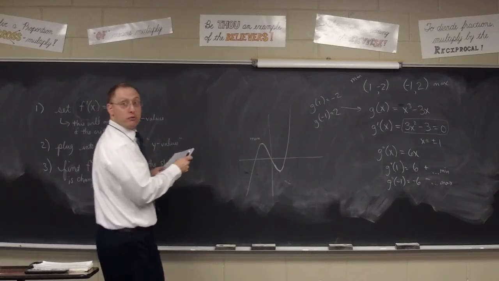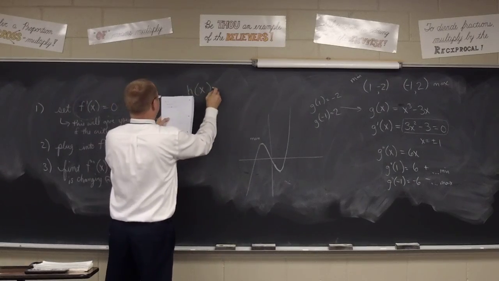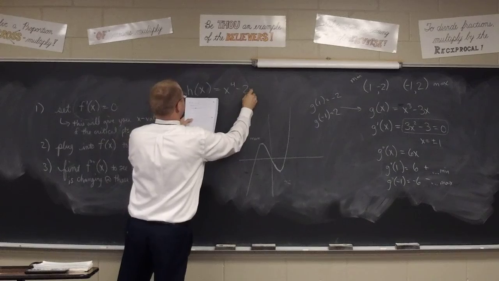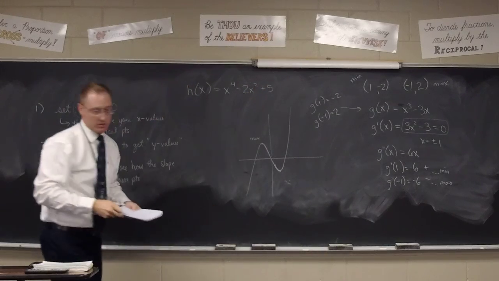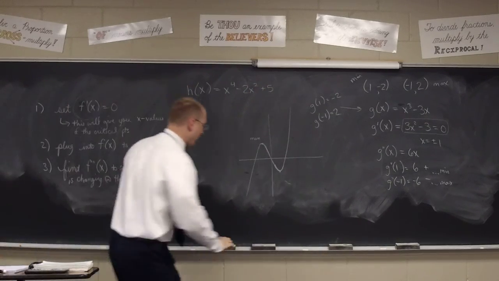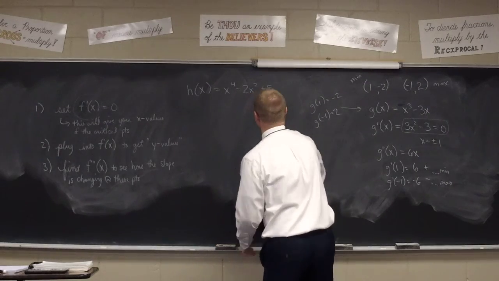Write this one down. One last problem. Squeeze it in here. h of x is equal to x to the fourth minus 2x squared plus 5. Spent too long talking about physics earlier. All right. h of x equals x to the fourth minus 2x squared plus 5.